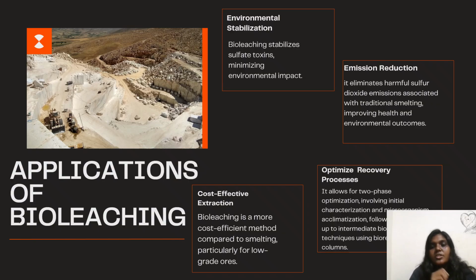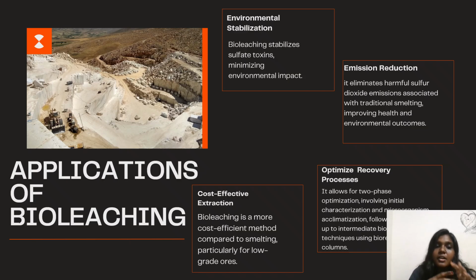The applications of bioleaching. The applications of bioleaching are environmental stabilization. Bioleaching stabilizes the sulfate toxins, minimizing the environmental impact. In emission reduction, it eliminates harmful sulfur dioxide that is emitted in traditional smelting processes. It can otherwise harm health. So by using bioleaching, we can improve health as well as environmental outcomes. Cost-effective extraction: bioleaching is a more cost-efficient method compared to smelting, particularly for low-grade ores. And the optimized recovery process: it allows for an optimized recovery process for the extraction of the metals.